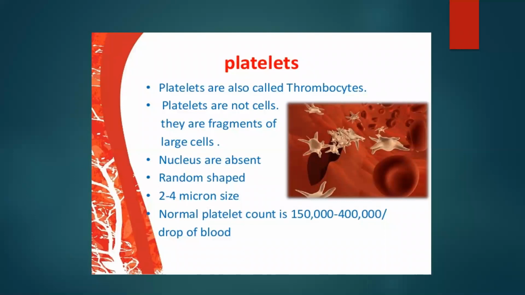Nucleus is absent here. If we talk about the shape, like we studied yesterday the shape of WBCs and RBCs, here we are talking about the shape of blood platelets. The shape is random, no particular shape. You can see in the diagram, random, you can say an amoeba-like structure.